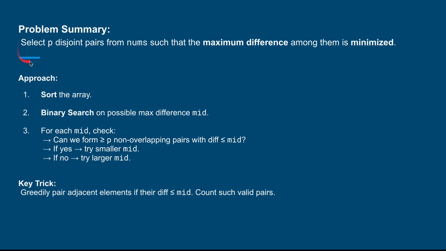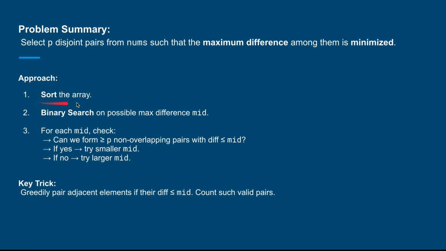First of all, the problem summary says select p disjoint pairs from nums such that the maximum difference among them is minimized. So first we sort the array, and then we do binary search on the possible max difference, that is called mid. For each mid we check whether we can form at least p non-overlapping pairs whose difference is less than or equal to mid. If yes, try a smaller mid; if no, try a larger mid.